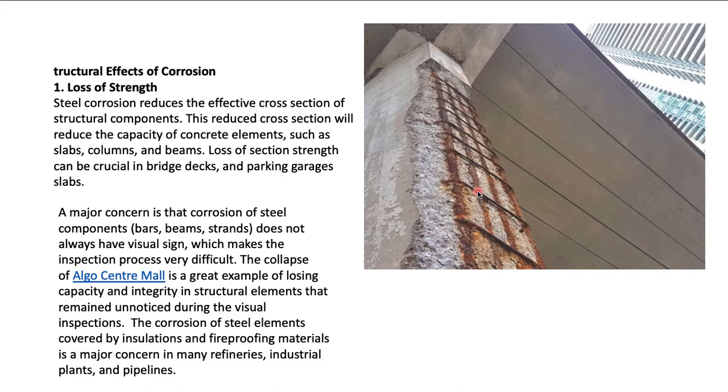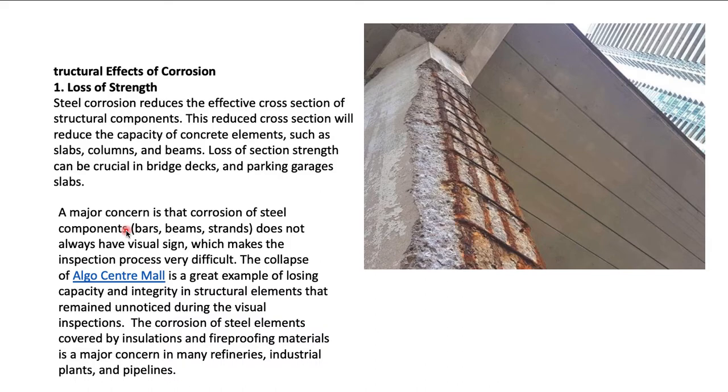Mainly, loss of section strength can be crucial in bridge decks and parking garage slabs. A major concern is that corrosion of steel components, such as bars, beams and strands, does not always give a visual sign, which makes the inspection process very difficult.